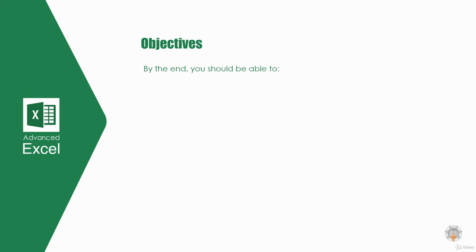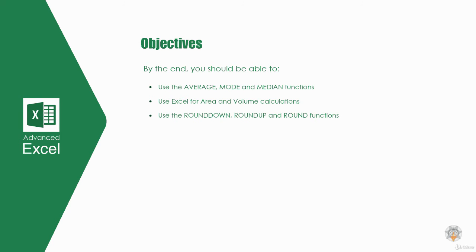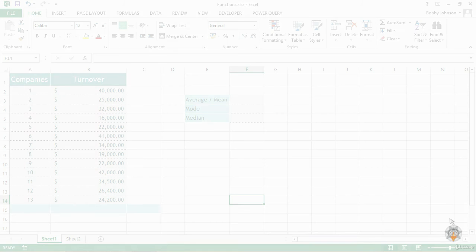Objectives. By the end, you should be able to use the average, mode and median functions. Use Excel for area and volume calculations. Use the round down, round up and round function. Use the MOD and INT functions. Use the RAND and RAND between functions.